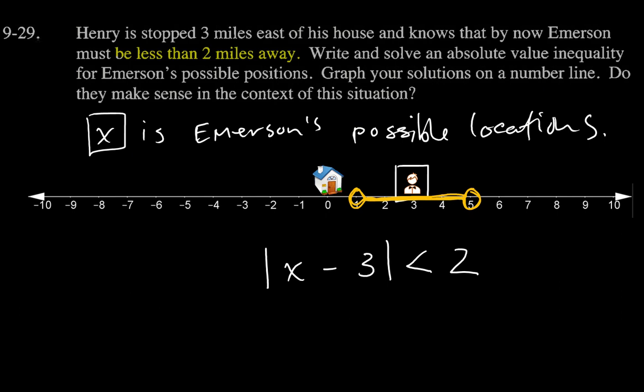Except for the endpoints. Now, if I was going to solve that absolute value inequality, I just presented that, and I don't even have the picture, I'm just going to solve it. The mechanics for me look like this.